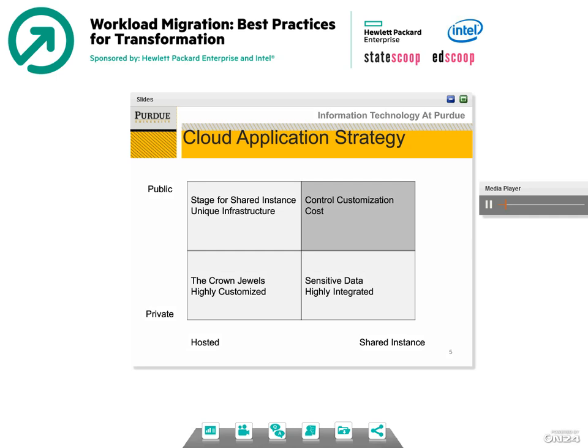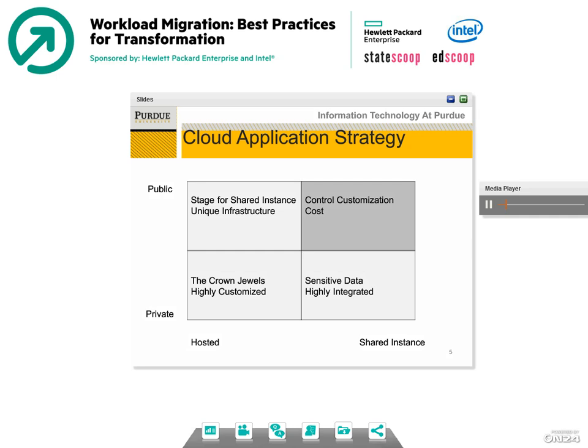The other axis is hosted, which is for me infrastructure for rent, all the way up to, from an application perspective, sharing one instance of an application with many people. All of those quadrants bring completely different discussions with them. The one I'm going to focus on today is the upper right-hand corner, the public shared instance. Let me talk about some of these other pieces and what we're doing there and why it's important to us.